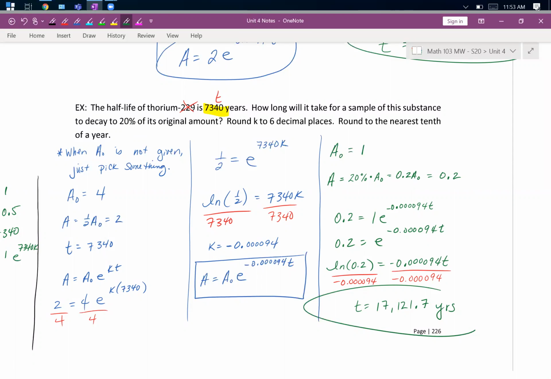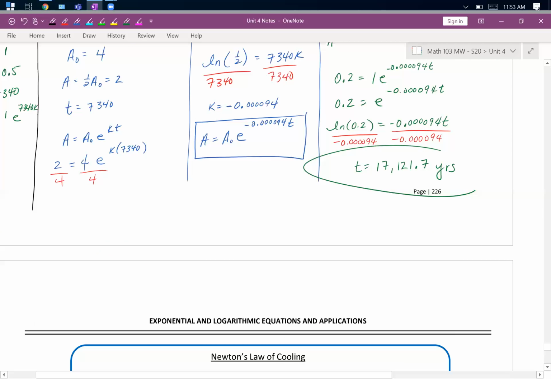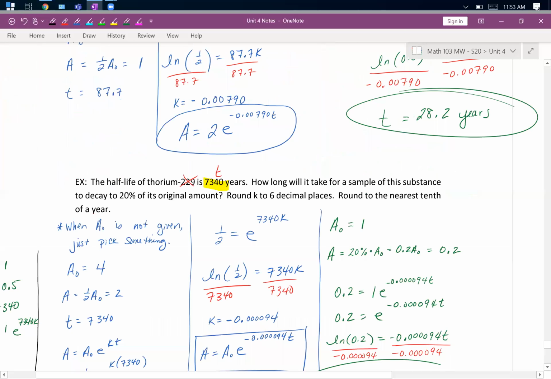Questions at all? You will definitely see exponential growth and decay on the final exam. Absolutely. Many of you are taking this class as a prereq to get into chemistry class. So we are definitely going to be having this on the final exam.